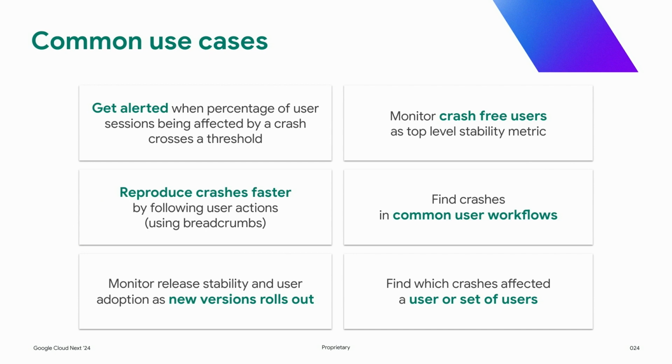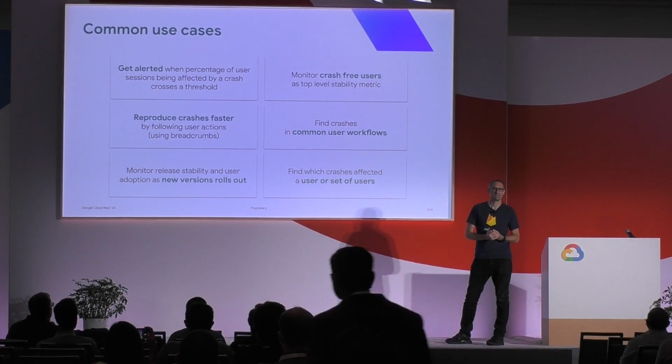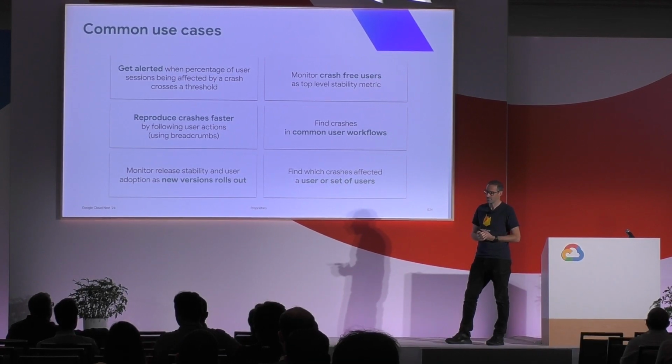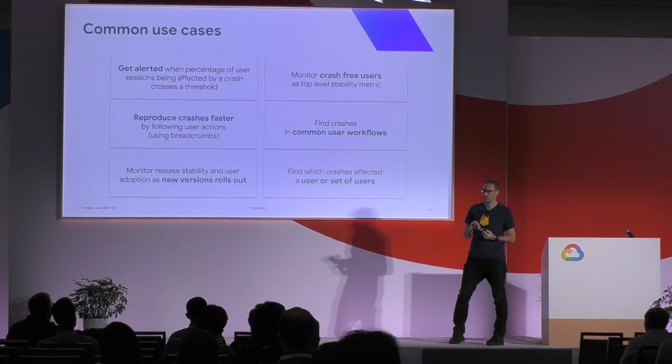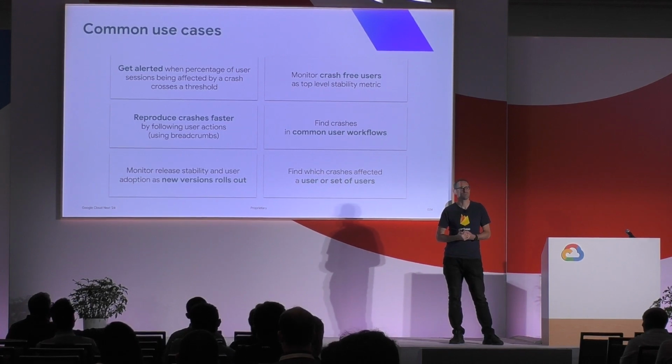Common use cases we see people using Crashlytics for. You can get alerts. If a percentage of your user sessions are starting to have issues, if you cross a threshold, we can start sending you alerts. People don't just want to monitor the bad cases, they also want to monitor the happy users. You can get percentages of crash-free users as well. You can reproduce crashes faster. We've embedded now Crashlytics into the tools that you like, that you love, and get details of specific groups of people and specific groups of devices that are being affected by the crashes.